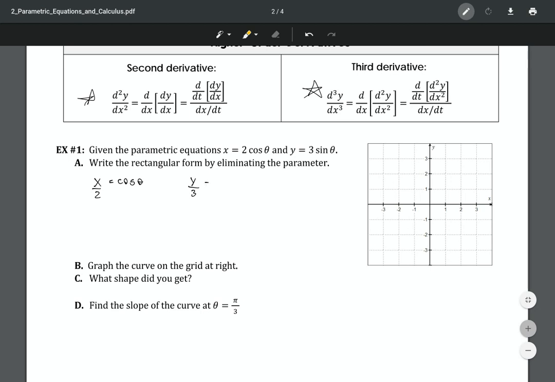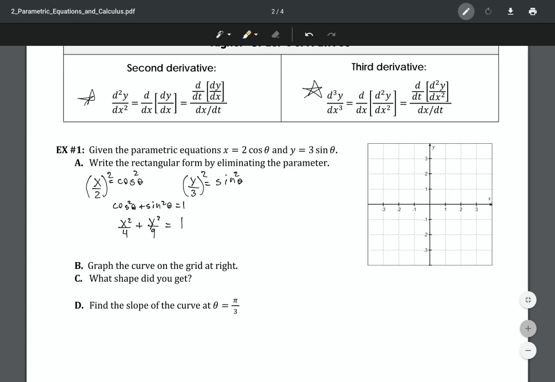So I have this. Now, as I said in the previous video, cosine squared plus sine squared is equal to 1. So that would allow me to square both of these. See, cosine squared would be that, sine squared would be this. All right, so I'm going to square both sides. So I have x squared over 4, and this will be y squared over 9. And that's going to be equal to 1.